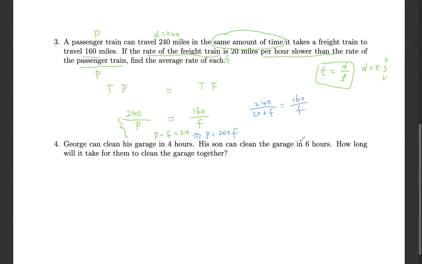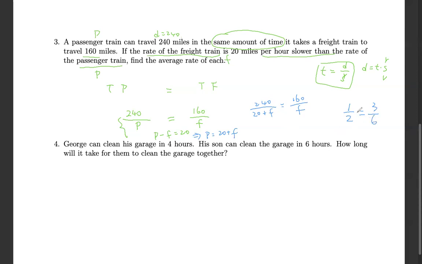Okay, so now how do we multiply it? How do we solve this rational equation? We can multiply this common denominator on both sides, or we can perform cross multiplication.